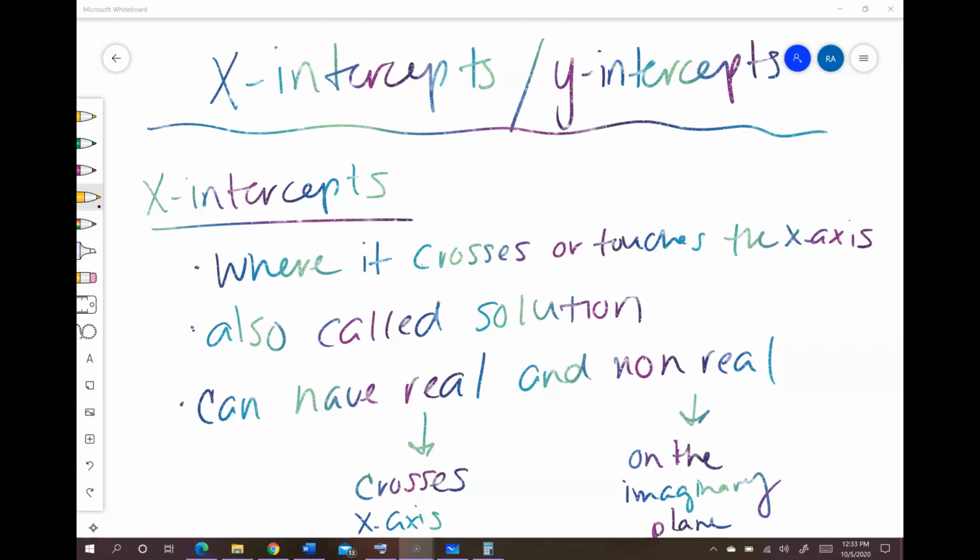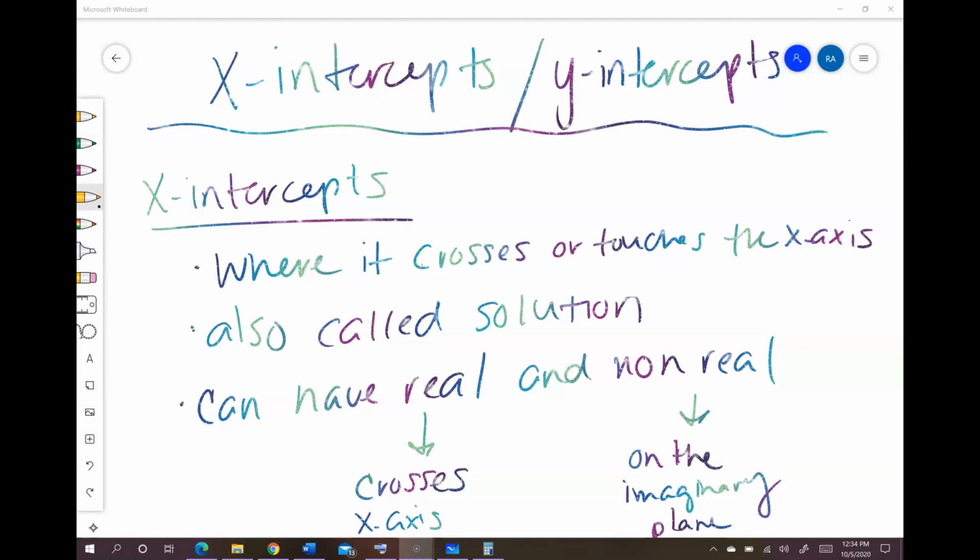Okay, so an x-intercept is where it crosses or touches the x-axis. It doesn't have to cross, it can just touch it too. And that's going to mean something in another video when we talk about multiplicities. It's also called solutions. Your x-intercepts are also your solutions to your polynomial.